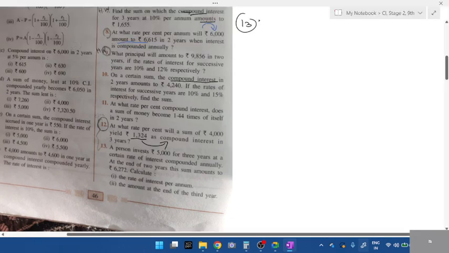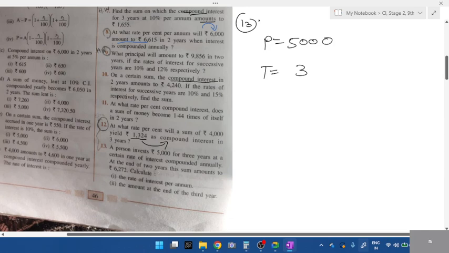A person invested. What is the investment? Investment is also known as principal, students. What's the principal here? 5,000. For how many years? Time is equal to 3 years at a certain rate of compound interest.